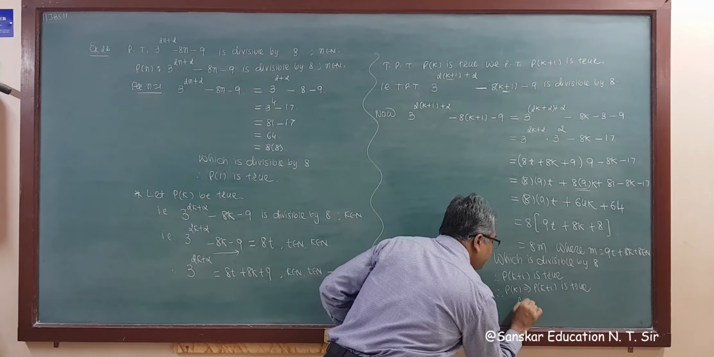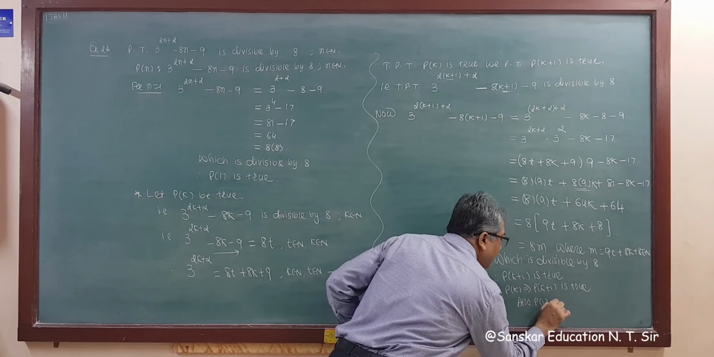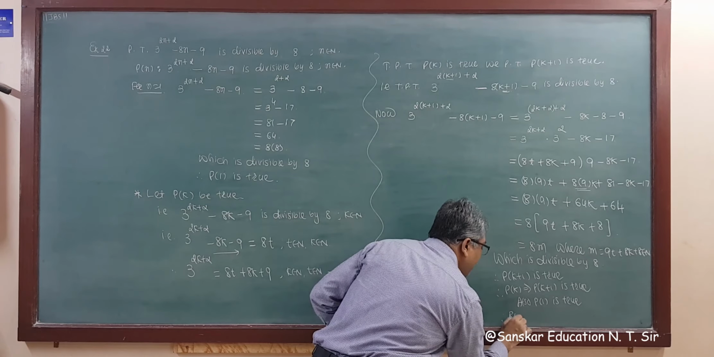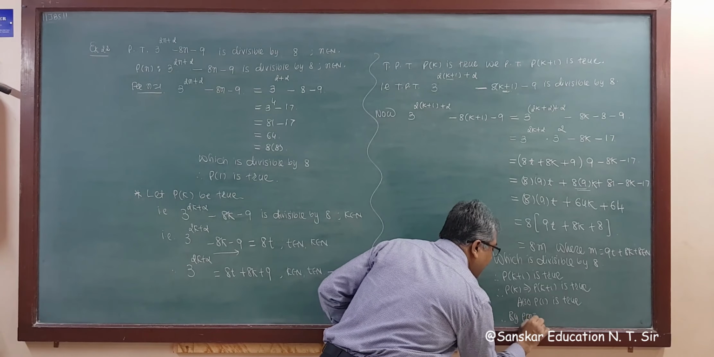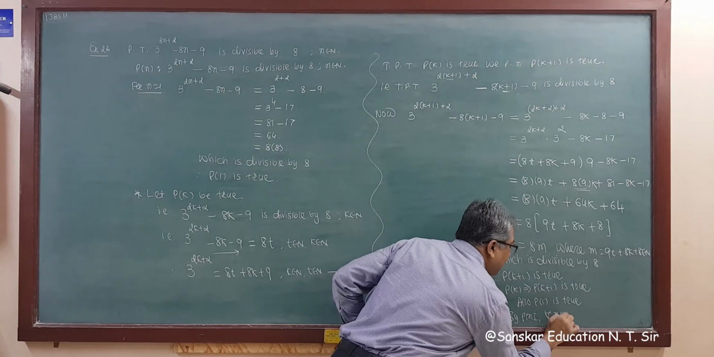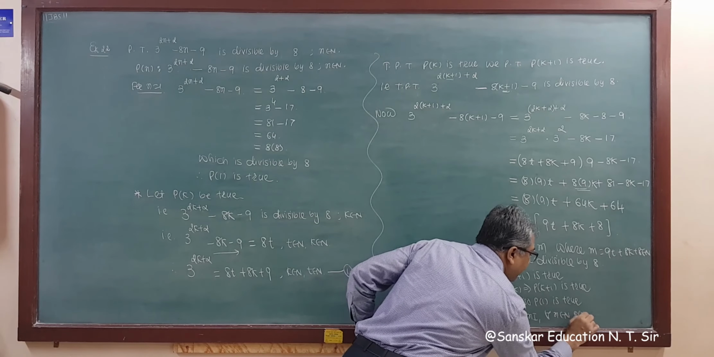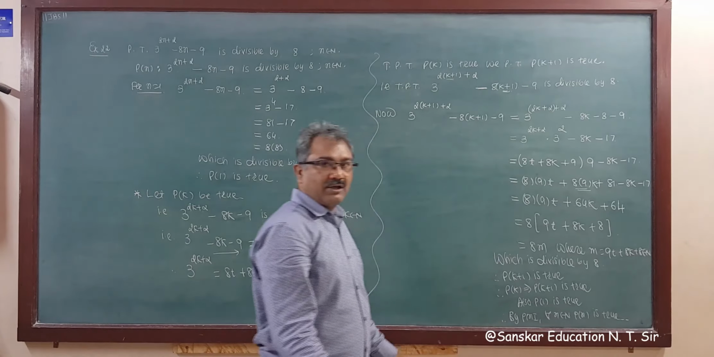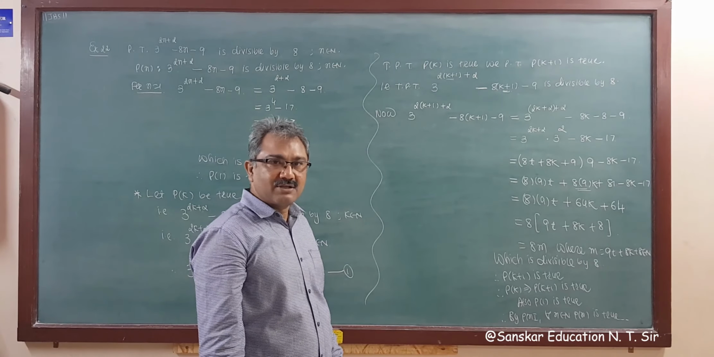Also P(1) is true. Therefore by PMI, for all n belongs to N, P(n) is true, right? So you got to know how to solve this, right?